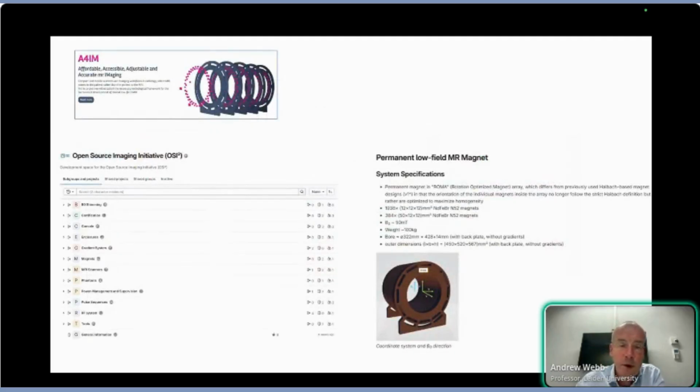All of this is made possible by efforts like this A4IM. So this is Christoph Kolbitsch and Lukas Winter in particular, who've made a fantastic effort here to put everything that you need to make a system online. So you can see in the bottom left, you can look at all of the console and the gradient system, the magnet, et cetera, et cetera. And as much as possible, all of the outlines and the plans are there, and the magnet then on the right-hand side.